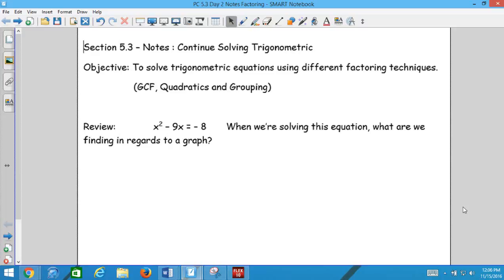This has a review question: x squared minus 9x equals negative 8. When we're solving this equation, you're finding what x equals. What are we finding in regards to the graph? We kind of talked about this yesterday.